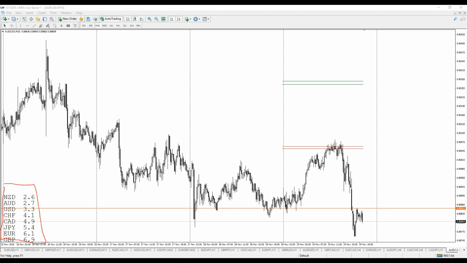Say it was the same setup and AUD is through the roof. It's where GBP is. It's the strongest currency.